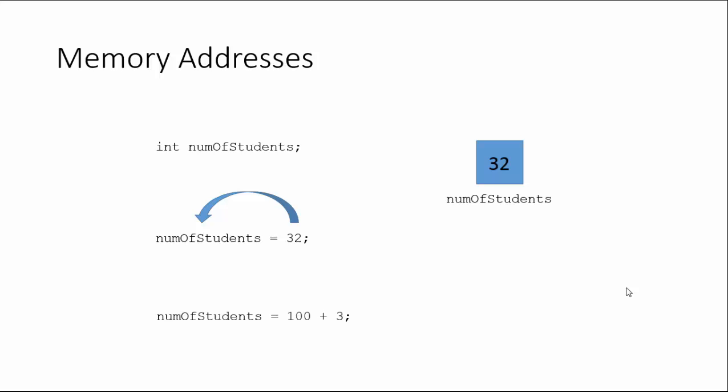In this statement, the expression on the right is evaluated first. The sum is 103, which is then assigned into the variable num of students. 103 is placed into the memory location, and 32 is overwritten with the value 103.